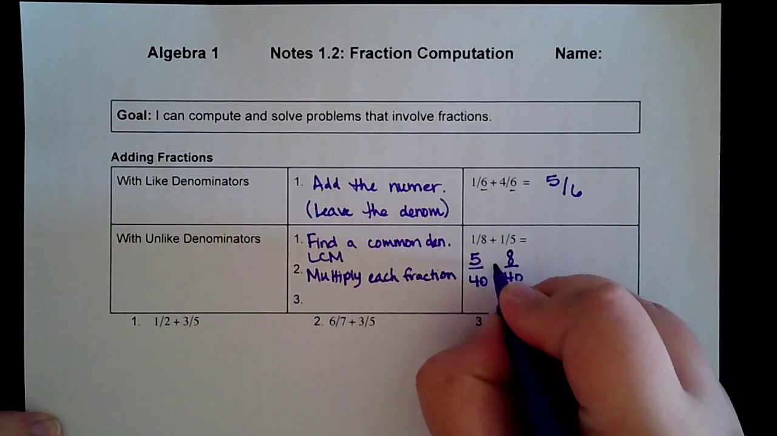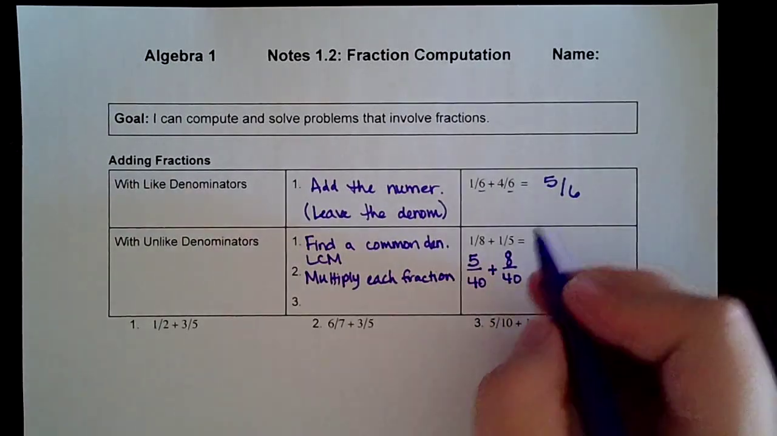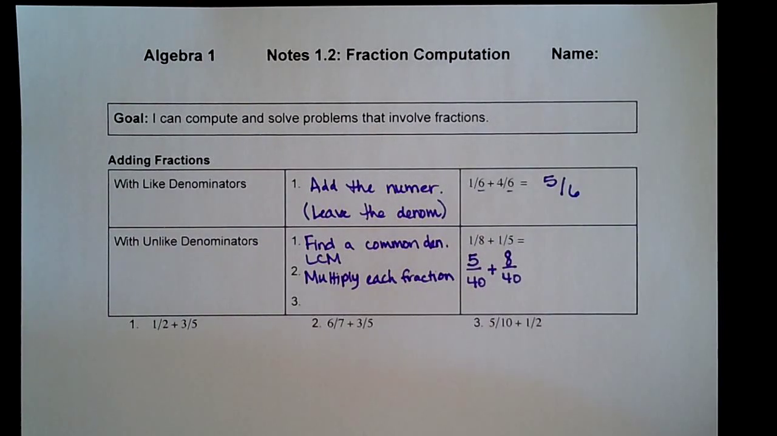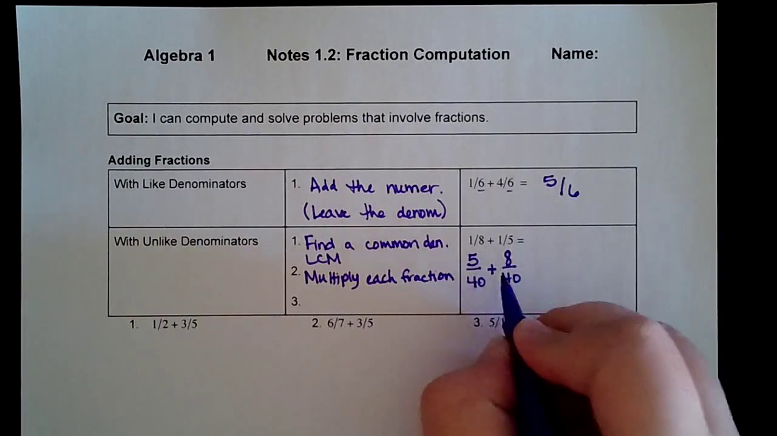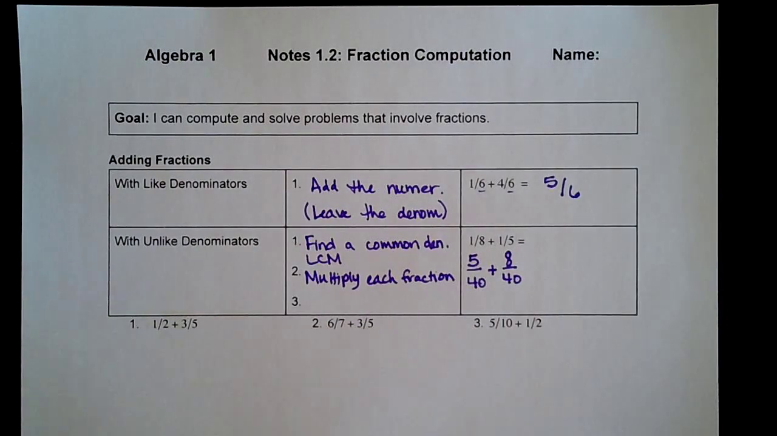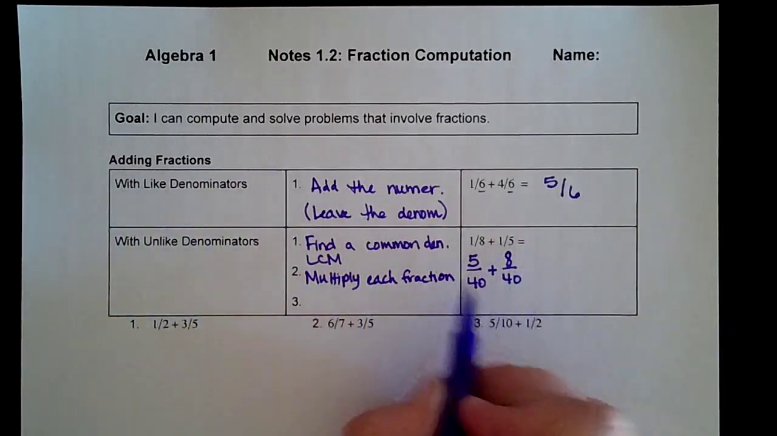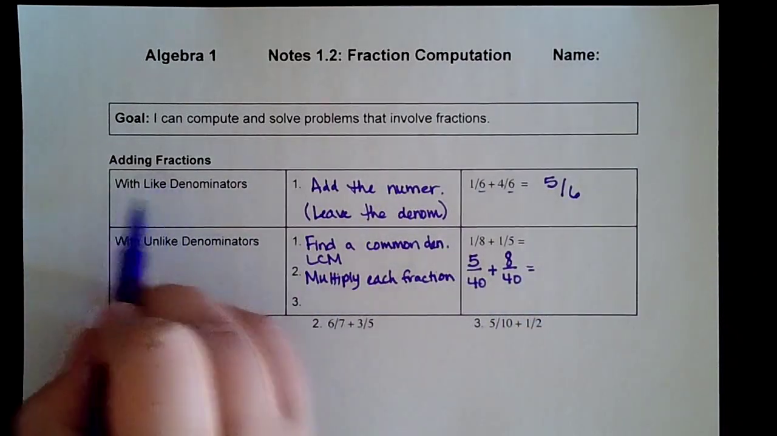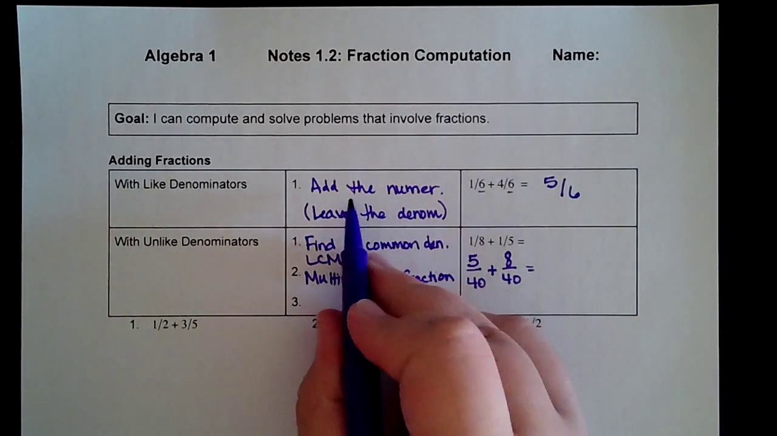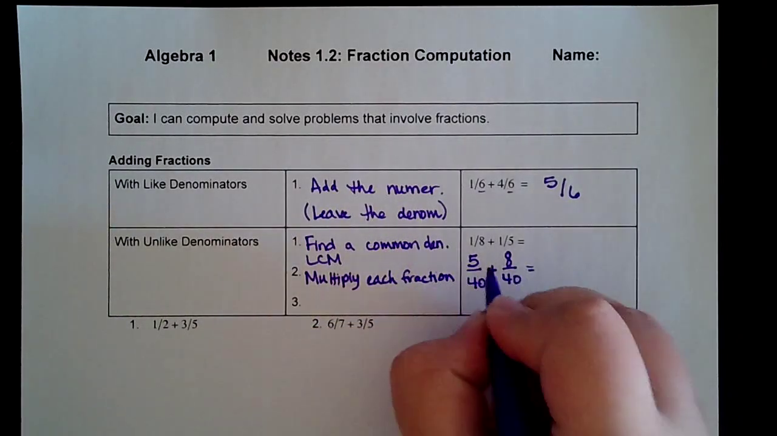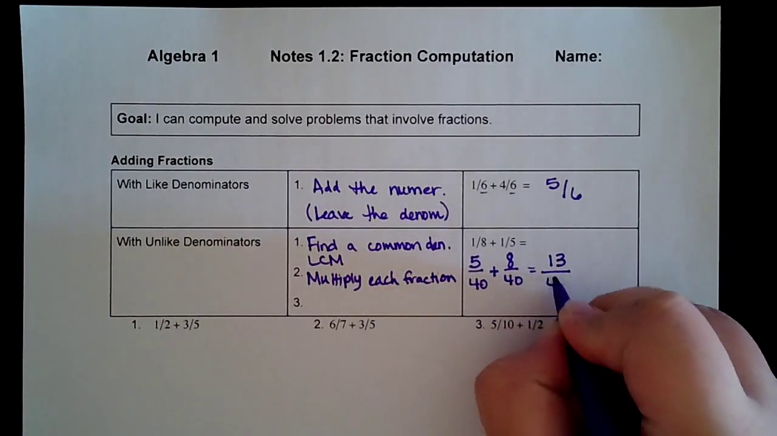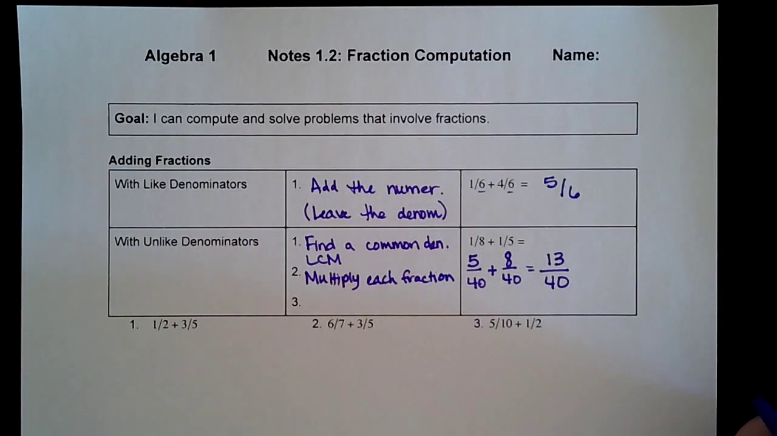Now I haven't actually changed the problem at all, because if I reduce these two fractions, I'm going to get 1/8 and 1/5. So all I've really done is make them look a little different. But in making them look a little bit different, I allow myself to treat this problem now as if it was one with like denominators. Again, just as we did before, we're going to add the numerator and leave the denominator alone. 5 plus 8 is 13, and we leave the denominator, so we get 40.